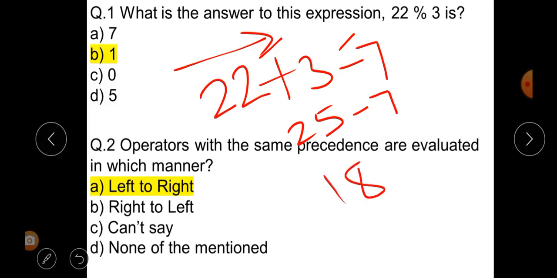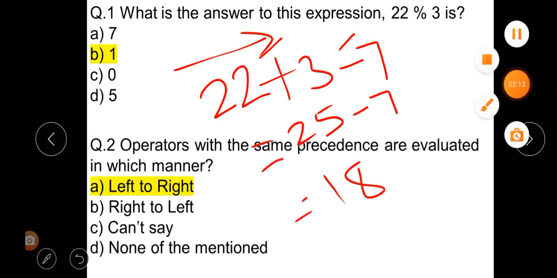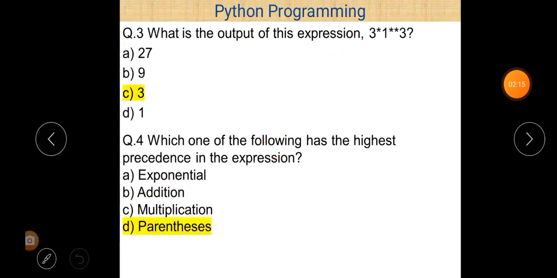So the question is, operators with the same precedence are evaluated in which order? We can say that when operators have the same precedence, they are always evaluated from left to right. Clear? Okay, let us take another question.